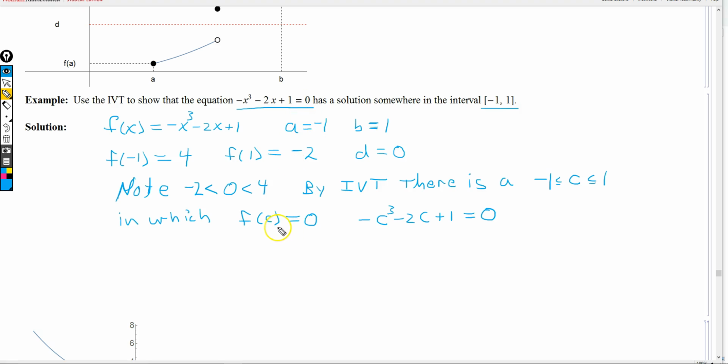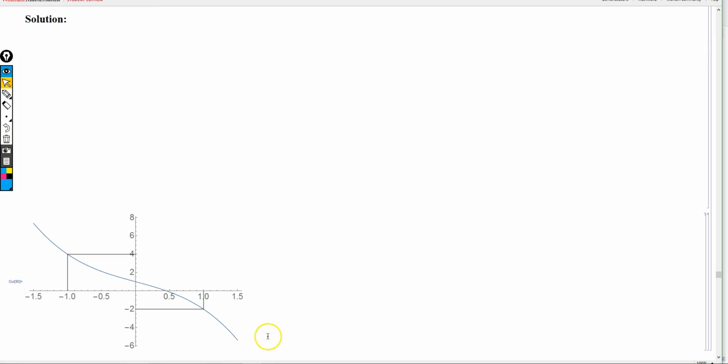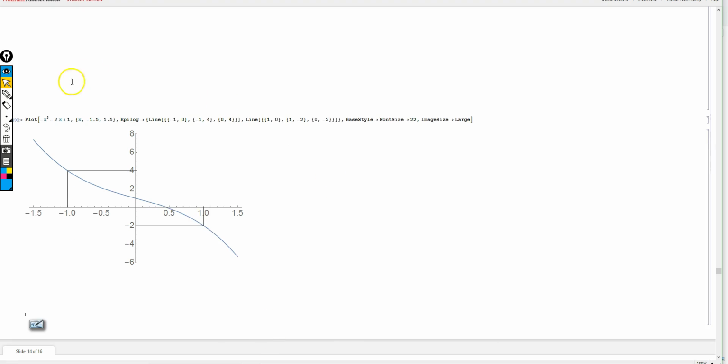All right, let's take a look at graphically what is going on here. So here we have the graph down here. Now here is the graph of our function, the graph of y equals negative x cubed minus 2x plus 1. Notice right here is a, right here is b, and right here and here are f of b and f of a.